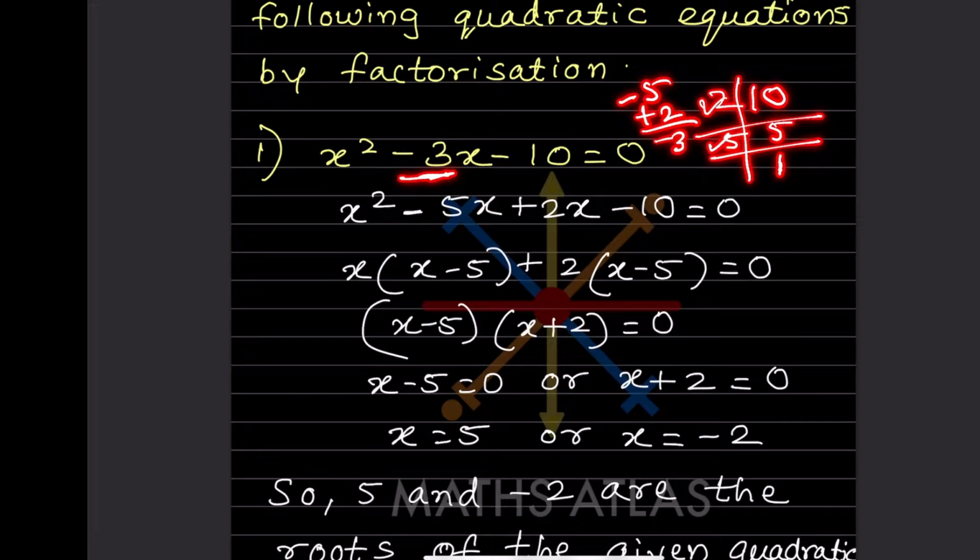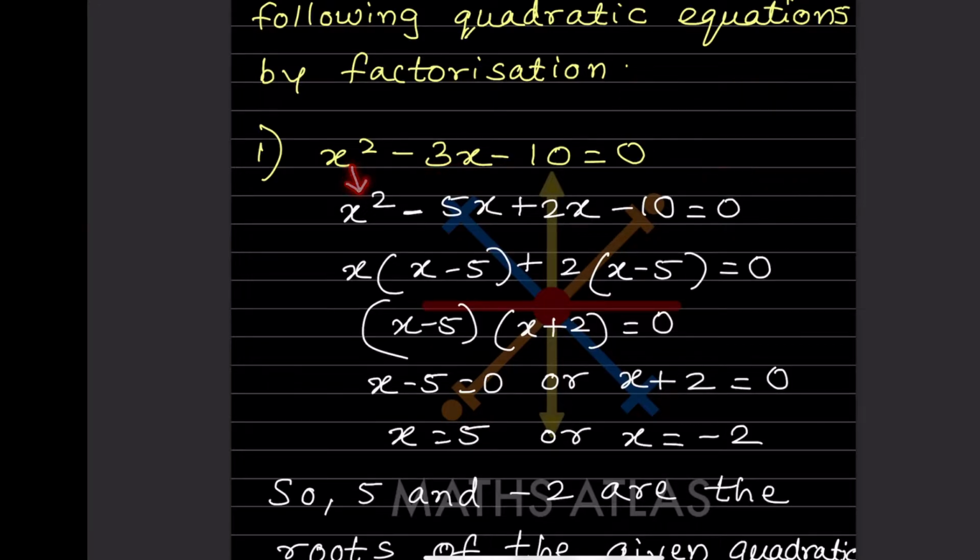So what are you going to write here? This x square you will write as it is. In place of -3x, we are going to write -5x plus 2x. And the last term will be the same along with the sign. So now what will you do? There were 3 terms, and now we have 4 terms. So you are going to do the grouping: the first 2 and the next 2.